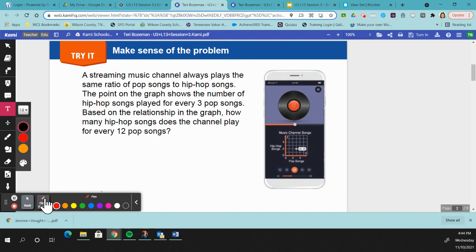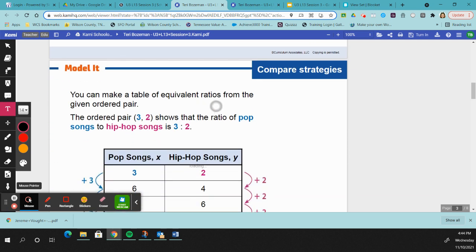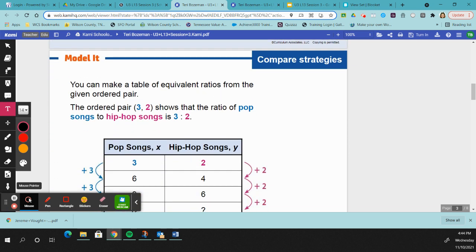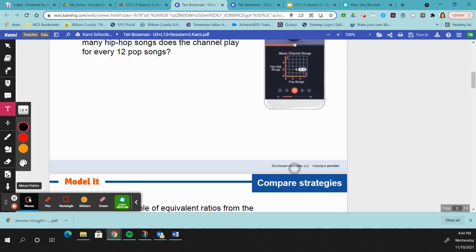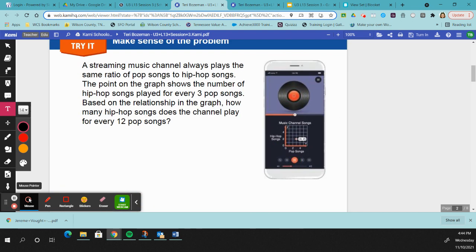In today's lesson, though, they want to point out some other strategies to use. So you can make a table of equivalent ratios from an ordered pair. So back up here in our problem, this is a coordinate grid. It has an x-axis and a y-axis, and you use these little grids to plot points. So they went over to 3 and then up to 2, and they got 3, 2 for the ratio. So that's where that came from.